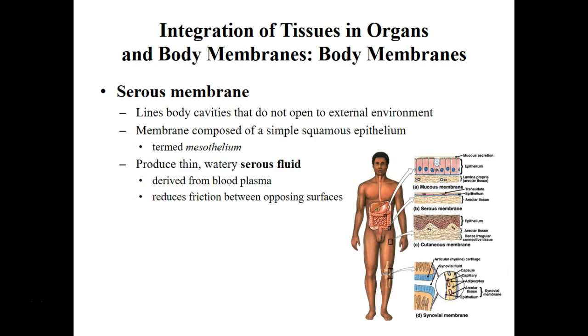Our serous membranes are membranes associated with our movable joints. So our elbow joint, our knee joint, our shoulder joint, our jaw joint, all of those joints that are movable have a serous membrane associated with them.